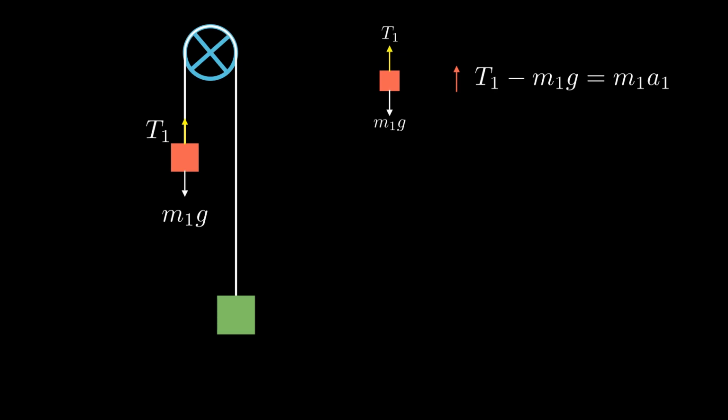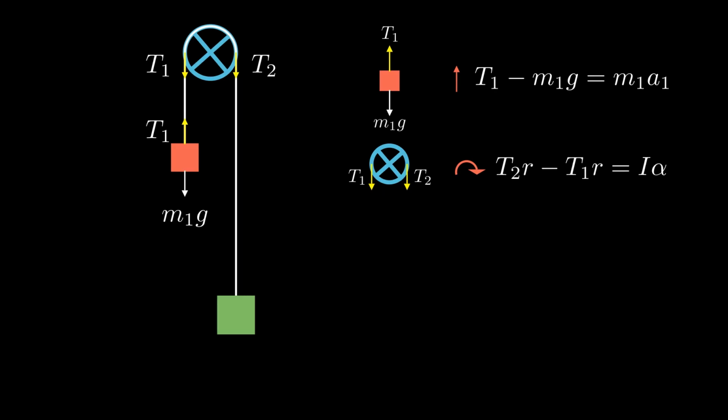Now we analyze the pulley, which rotates clockwise due to the difference in tensions on each side. The torques generated by the tensions T2 and T1 create the rotational motion. The equation of motion is T2 times R minus T1 times R is equal to I alpha, where I is a moment of inertia and alpha is angular acceleration.